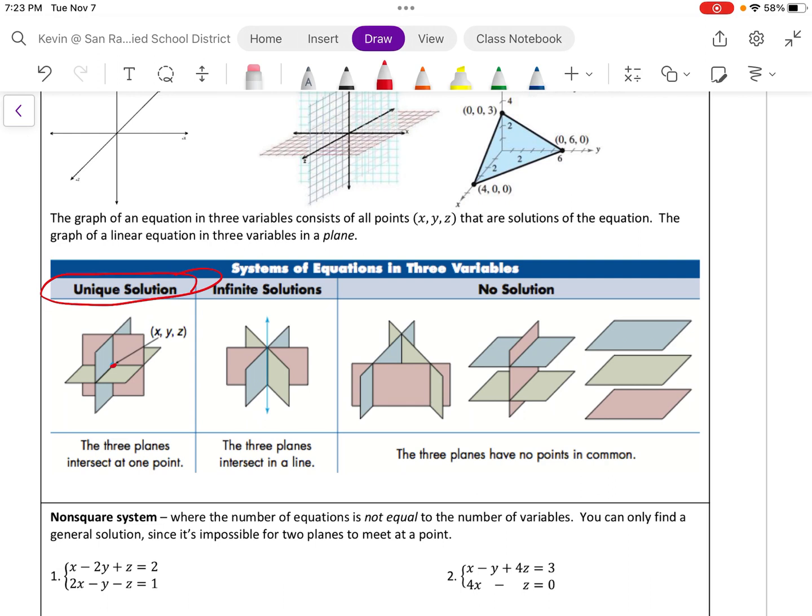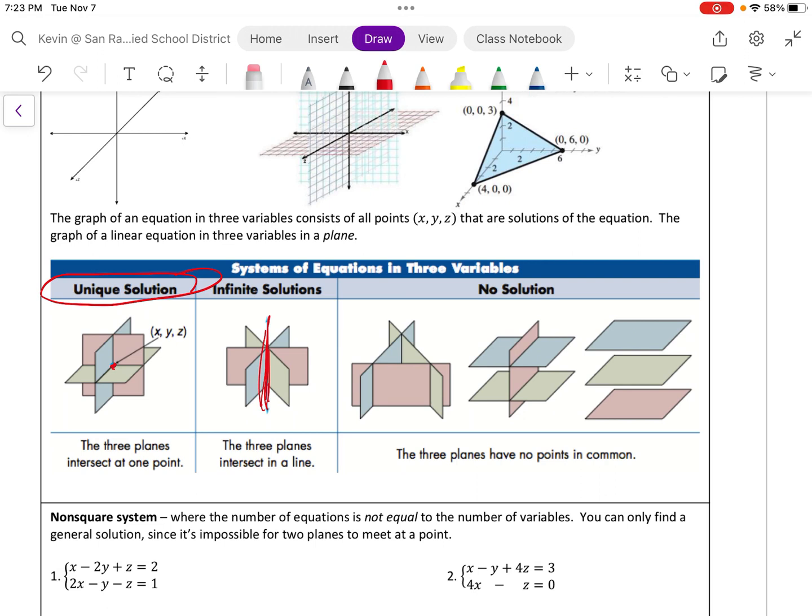Now, I think we saw, I can't remember in which example, where there was an infinite number of solutions. And that means we have these three planes, they all intersect, but they intersect in a line, so there are an infinite number of solutions, right? Here I have just one, infinite number.